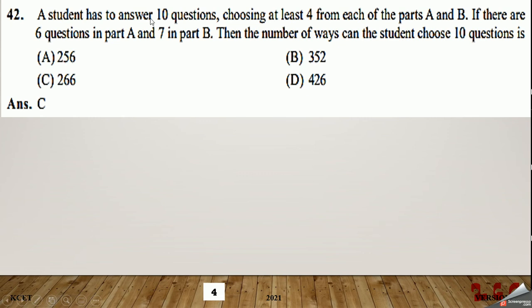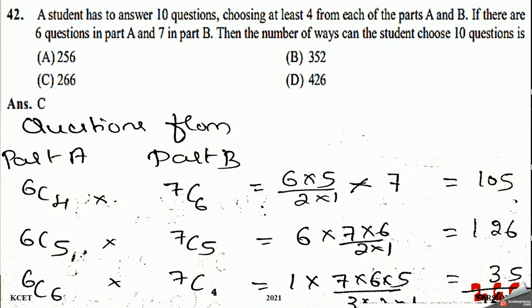A student has to answer 10 questions choosing at least 4 from each of the parts A and B. If there are 6 questions in part A, 7 in part B, then the number of ways that the student can choose 10 questions is, selection of questions. Here it is. Now let me consider different options here. There are 6 questions in part A. Minimum he has to select 4 questions. If he selects 4 questions from part A, he has to select 6 questions from part B, since totally it should be 10 questions.